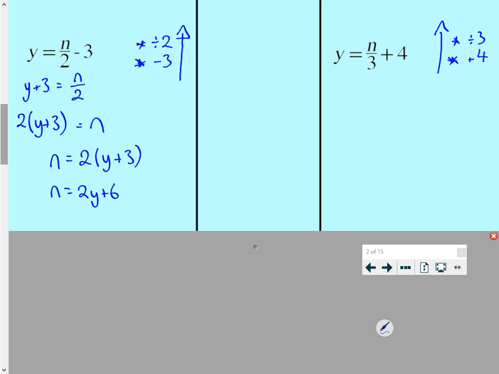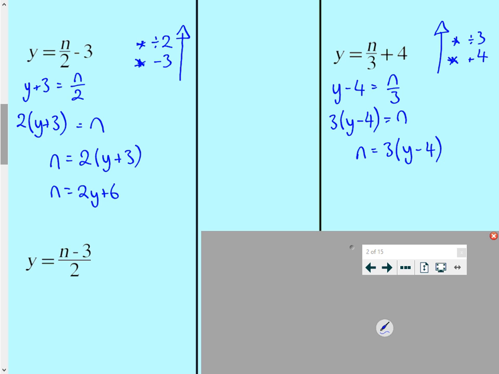So I'm going to go backwards through it. So I'm going to take away the 4 from both sides first, and then I'm going to multiply both sides by 3. Again, I'm multiplying 2 terms on the left-hand side by 3, so I'm creating that bracket. And then I flip it around, 3 multiplied by y, take away 4 in the bracket.